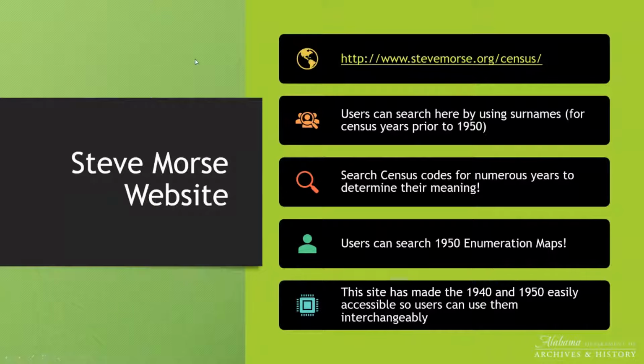So let's talk about the Steve Morse website. This is a website that has a lot of census information on it. Users can search here using surnames for census years prior to 1950, of course. You can search census codes for numerous years to determine their meaning, and you also can search the enumeration maps on this website. It also is trying to make it easy for you to go back and forth between 1940 and 1950 so that you can use those interchangeably.